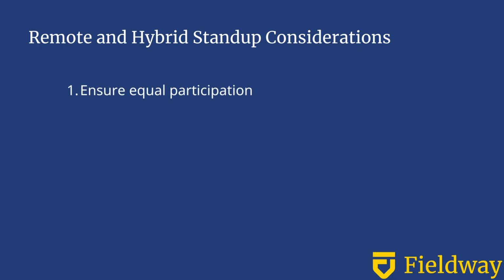Ensure equal participation between on-site and remote team members. In hybrid settings, it's easy for remote participants to become second-class citizens if you're not careful. Be mindful of time zones. For globally distributed teams, rotating meeting times can share the burden of odd-hour meetings. Some teams use asynchronous stand-ups, where team members record brief video updates that others can watch when their workday begins.